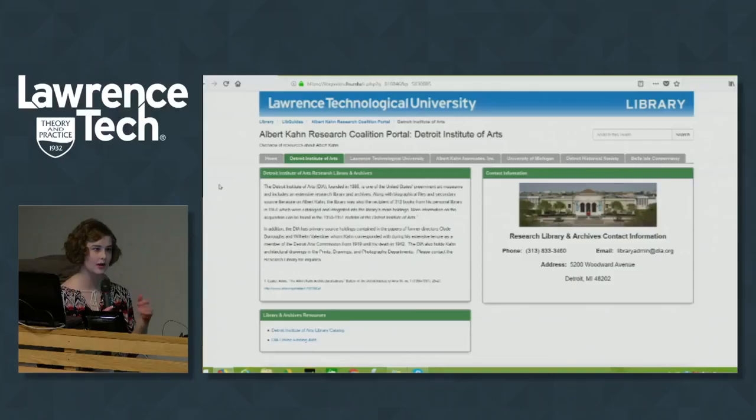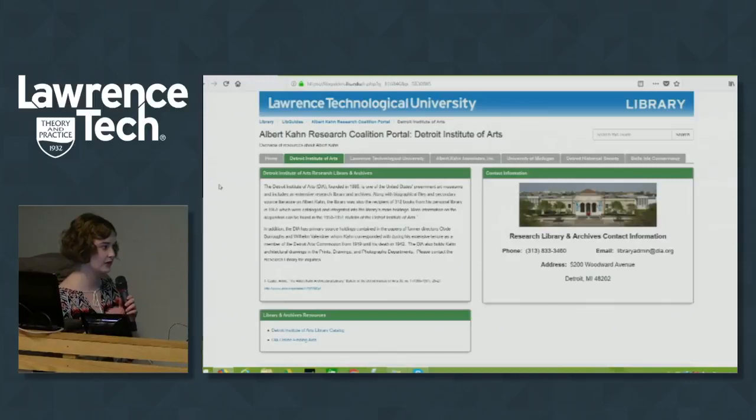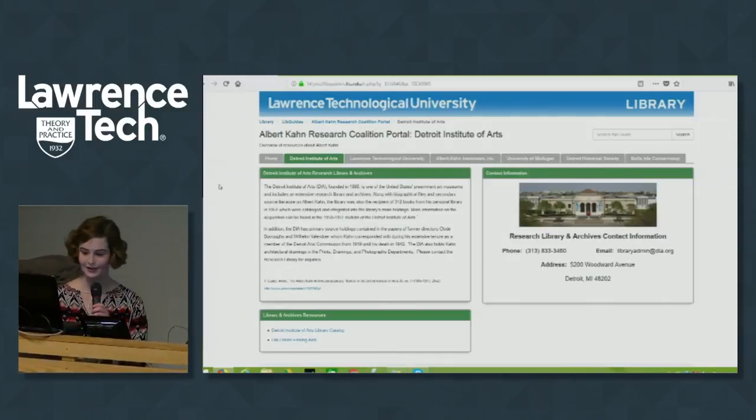Now on the two tabs that I have completed so far for the coalition members, this is kind of an idea of what each tab will look like. There's a short informational paragraph about who the coalition member is and sort of the general overview of the collections that they have ownership of, as well as links to the different places to find these resources. So for the DIA, we have the library catalog as well as the finding aids, because there is some Kahn correspondence contained in collections of papers of the directors, as well as the general contact information in case you want to actually go and visit instead of just use it online.